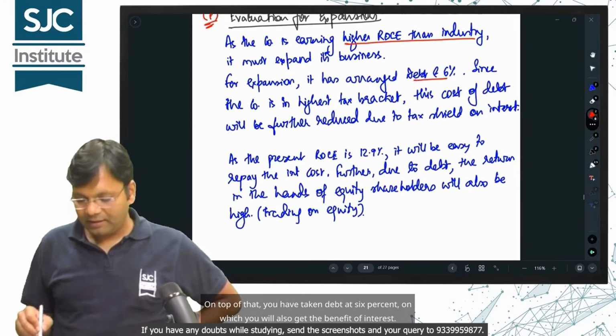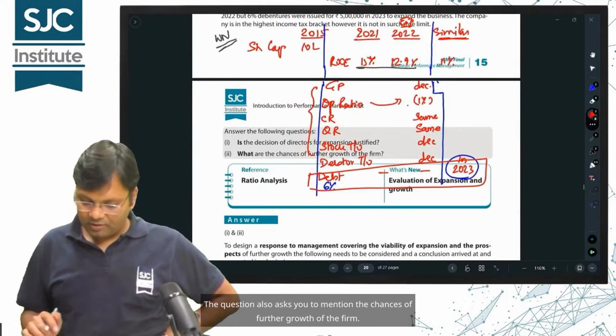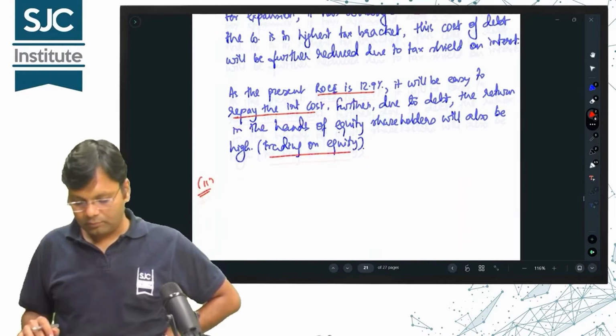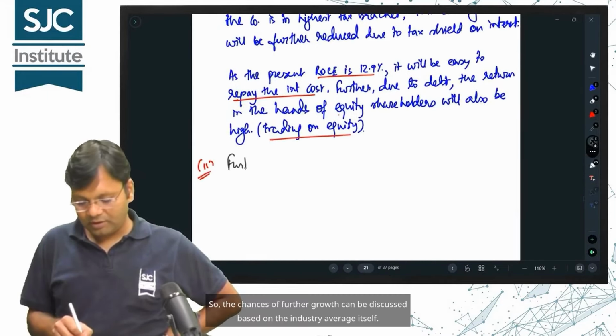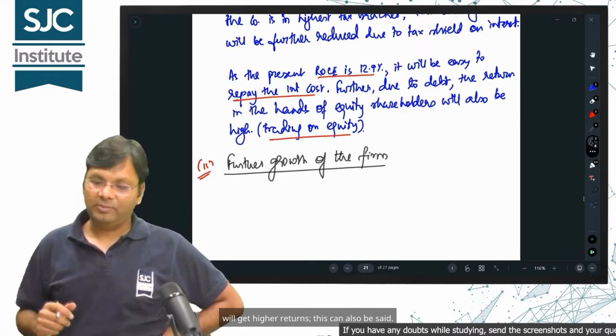So this covers the first and second parts. The question also asks you to mention the chances of further growth of the firm. So, the chances of further growth can be discussed based on the industry average itself. Compared to our 11, the chances of further growth are there if we look at the industry average, so you can mention that as well. To support this, you can also talk about the ROCE. You can also mention from the trading on equity perspective that since we have taken loans, the equity holders will get higher returns. This can also be said.